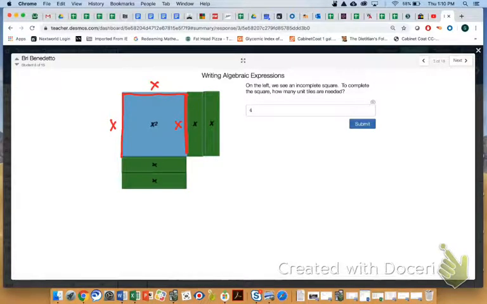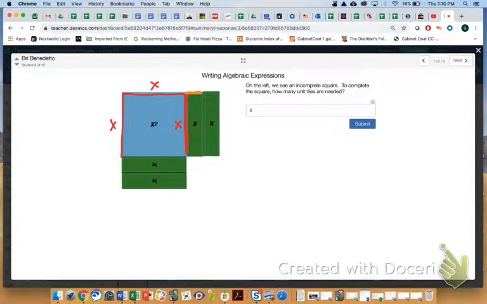Okay, now keep following. If the green rectangle has an area of x, what's the other dimension on the green rectangle? No, because if this is also an x, wouldn't the area be x squared? So in order for that area to truly be x, what would this dimension have to be? Come on, what's the area of a rectangle?